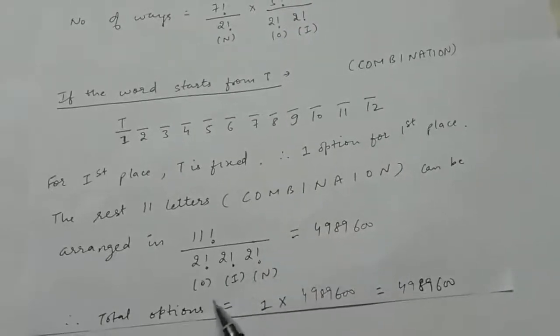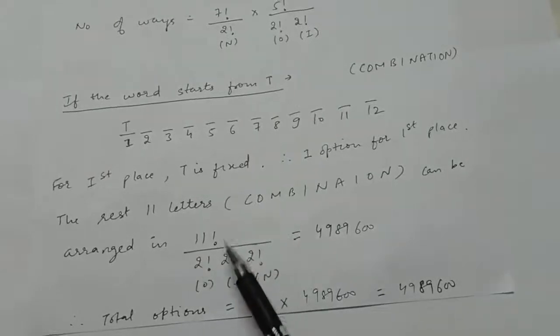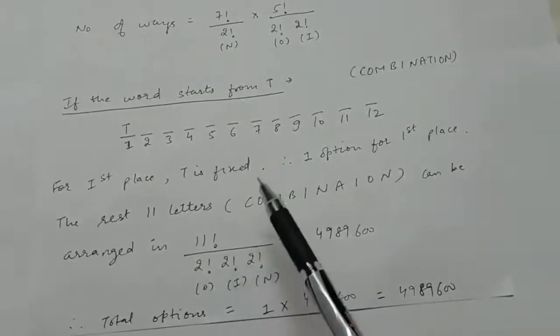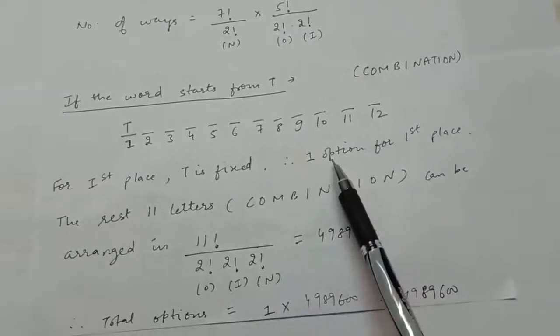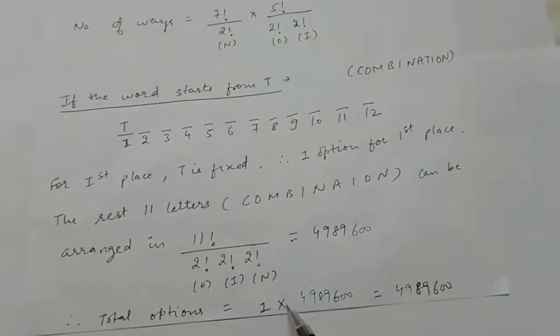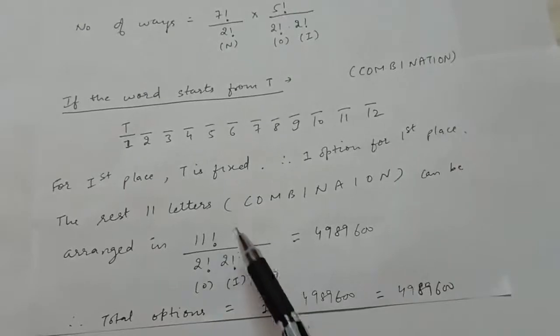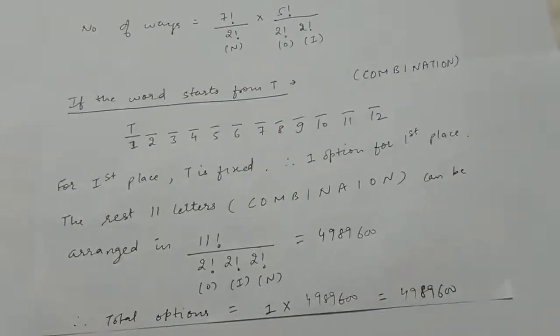Therefore total options will be, now see, these are the arrangements for the 11 places, and the first place can only be arranged in one way. Therefore total ways will be 1 for the first place into this for the remaining 11 places. So you'll get the answer as this only, right?